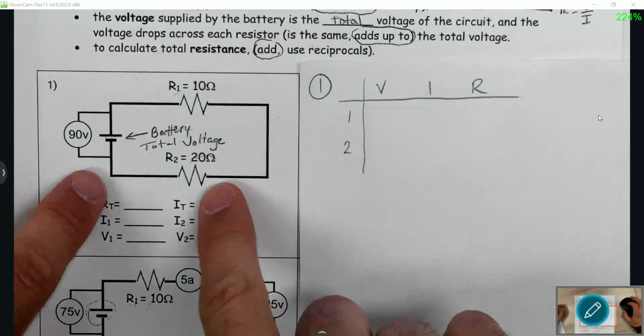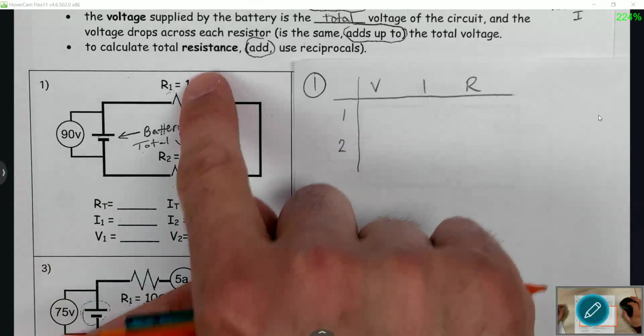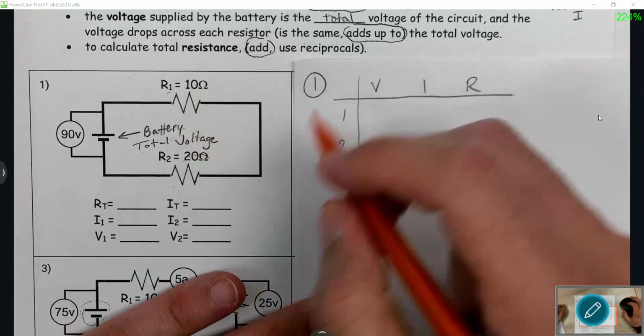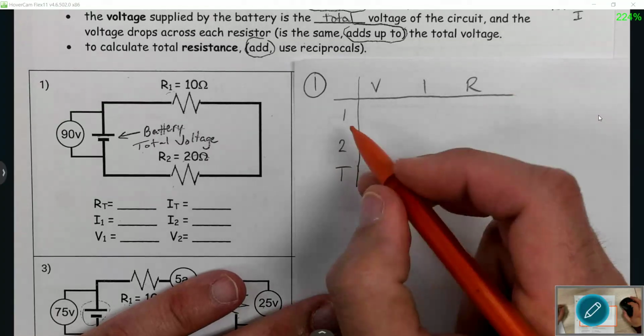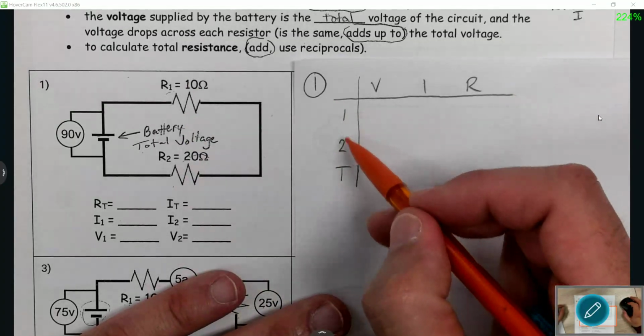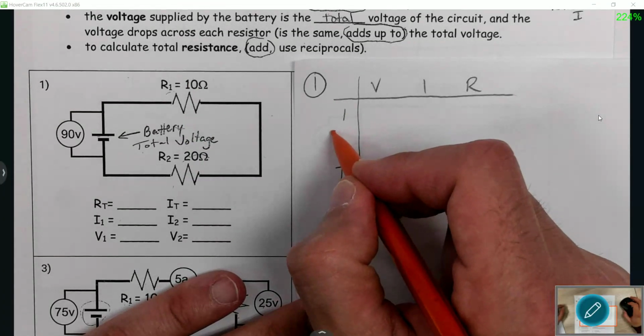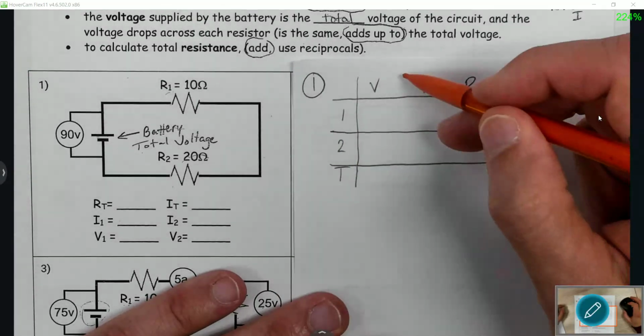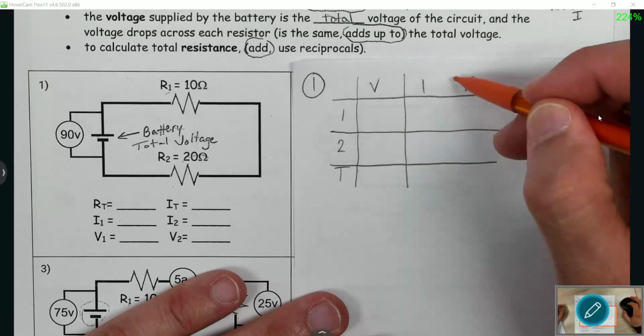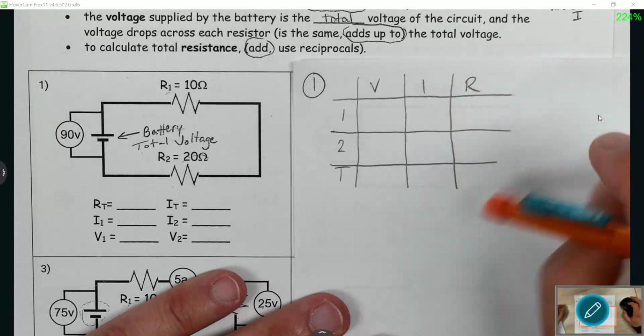So for the first circuit, we start a VIR table. There's only 2 resistors, so we go 1, 2, and then a T for the total. There will always be a T. However many resistors there are, that's how many rows we're going to make. Give ourselves some room to write these things in.